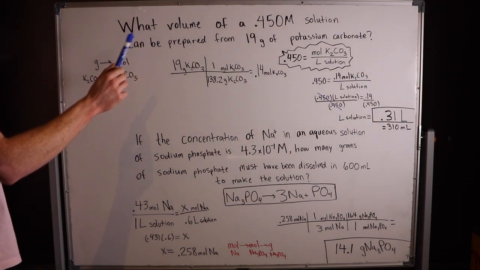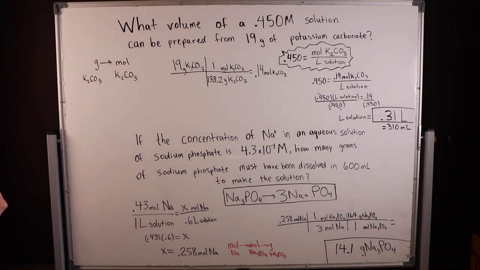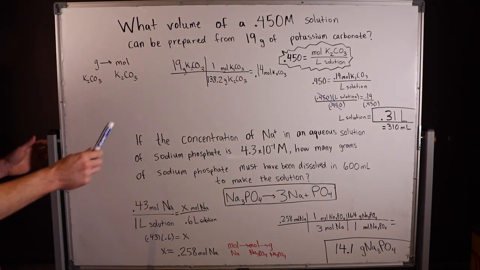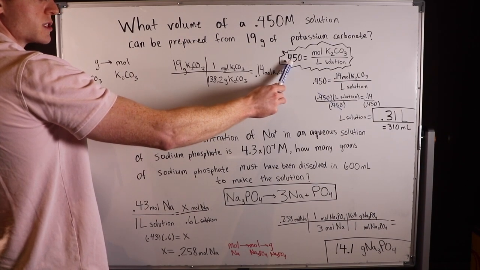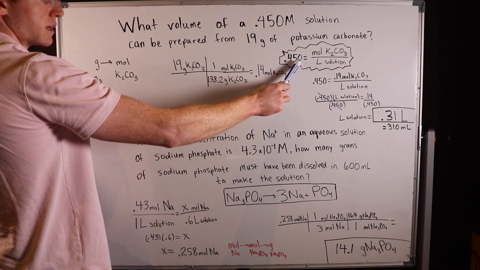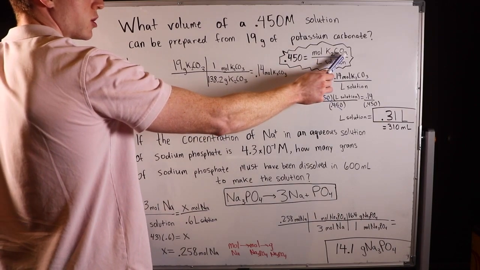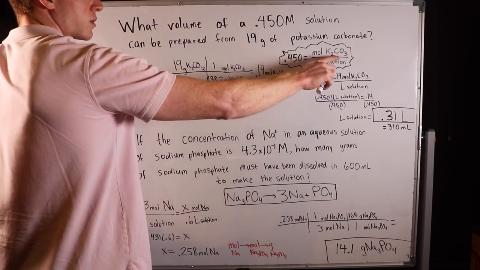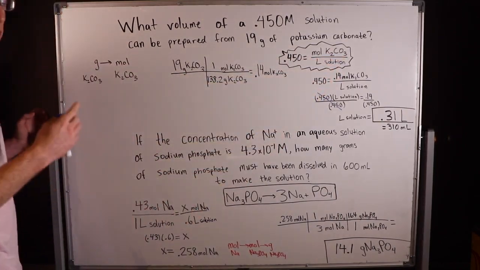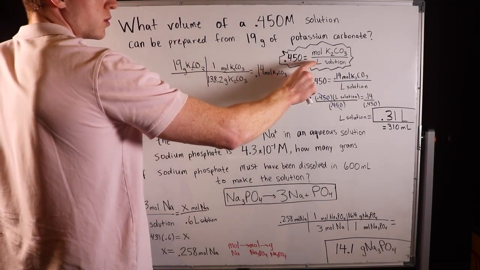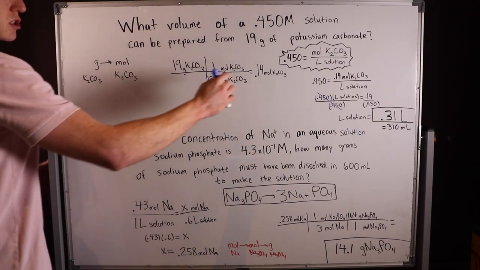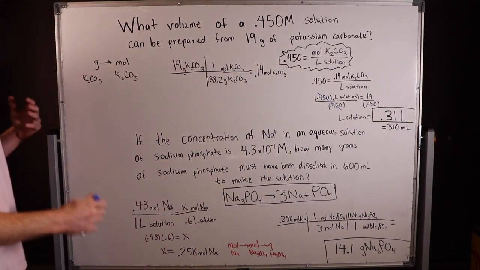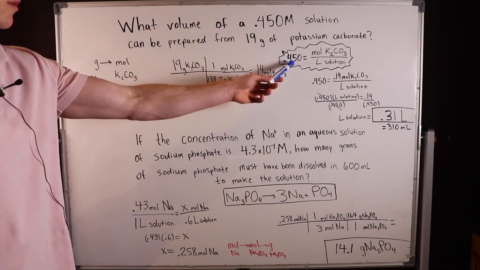So what volume of a 0.45 molar solution can be prepared from 19 grams of potassium carbonate? So I'll draw your attention right here, and we'll note that the first thing we know is that 0.45 is the molarity, which equals moles of potassium carbonate. By the way, this is the molecular formula for potassium carbonate, and you should know that per 1 liter of solution, right? Or any amount of liters of solution. This is just the general definition of molarity, and they gave us the molarity 0.45.